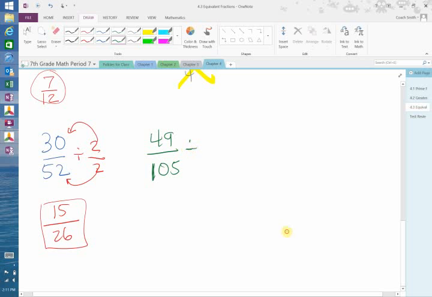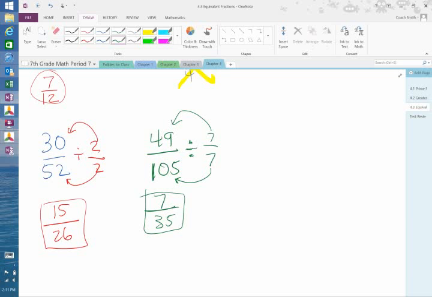Okay. We divide here by 7 over 7. The only factors that 49 has is 7. So we divide 7 into 49, it goes 7 times. 7 into 105 goes 35 times. So your answer is 7 over 35. 15. I was wondering if you'd catch it. It was 15 times. I was wondering if anybody was awake today.